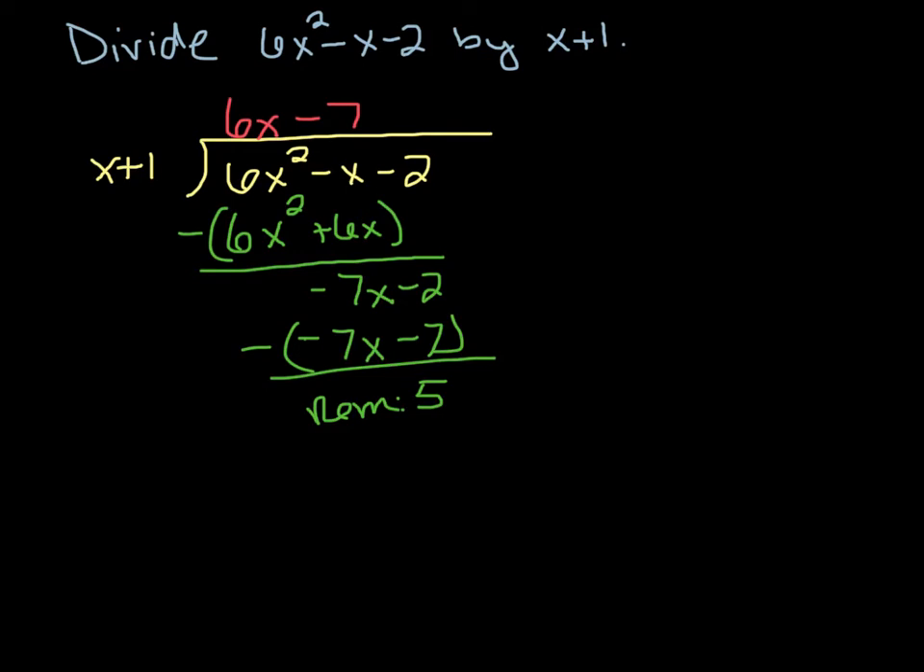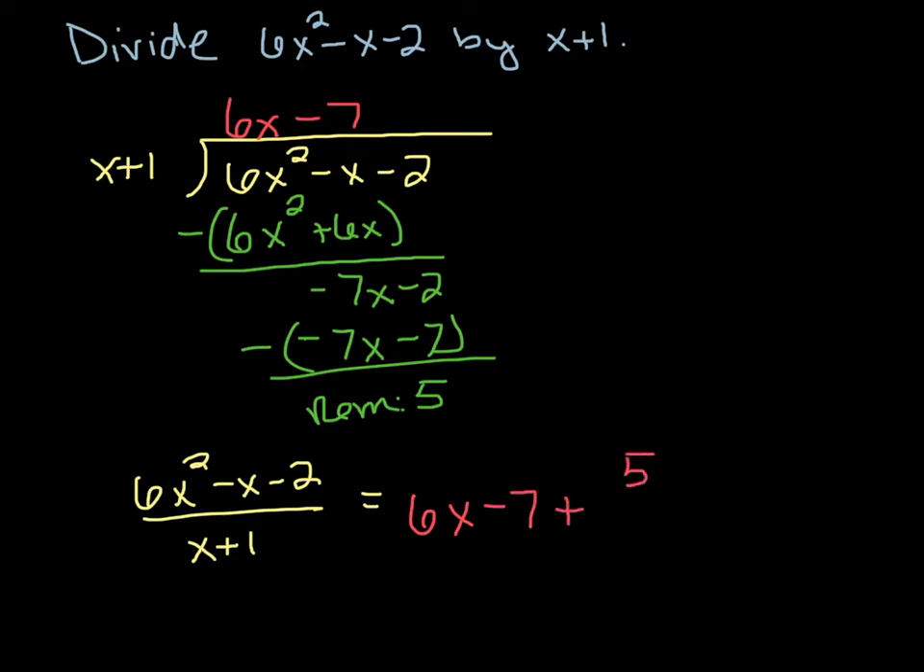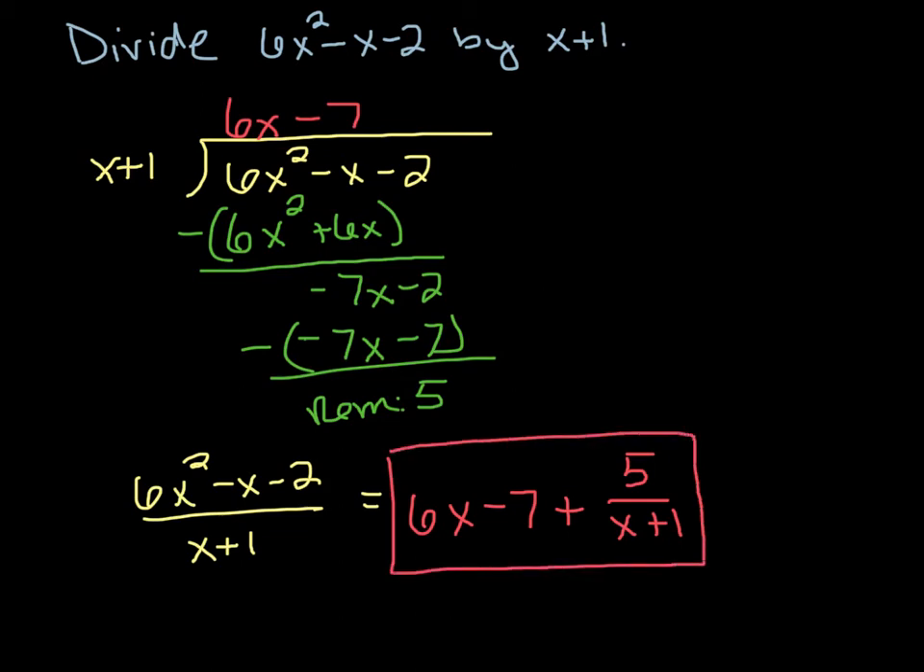And here's how they would write that. So basically you would start with your dividend and your divisor. So we're trying to simplify that, and that would be equal to our quotient plus our remainder over the divisor, just like you saw on the original slide. And this here is our answer. So we took our dividend and divisor, simplified it into our quotient plus our remainder over the divisor.